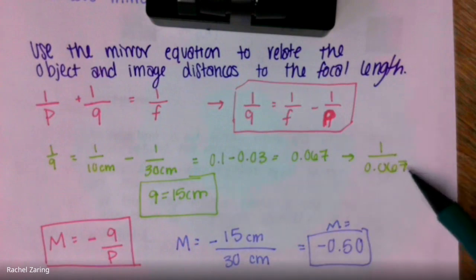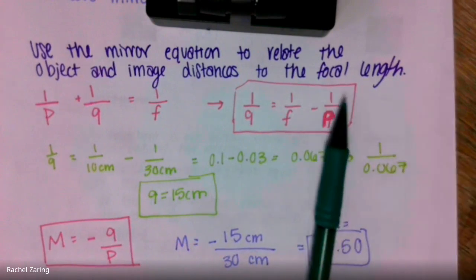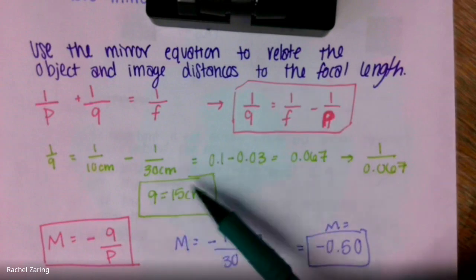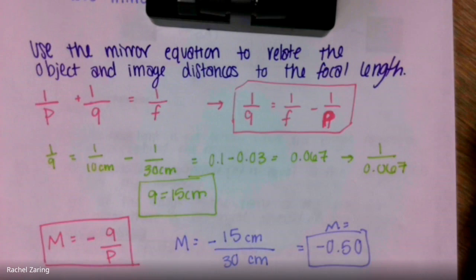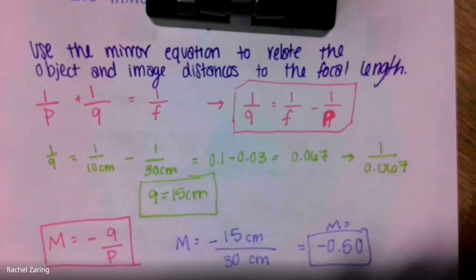Remember, we're looking for our whole value. And we get Q is equivalent to 15 centimeters, which is going to help us with the drawing of our picture and also to answer the question of what is the magnification that we are looking at.